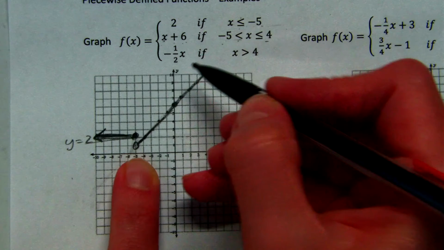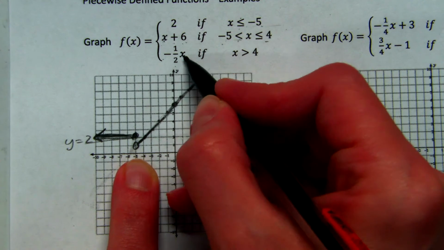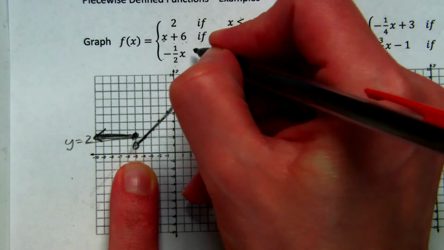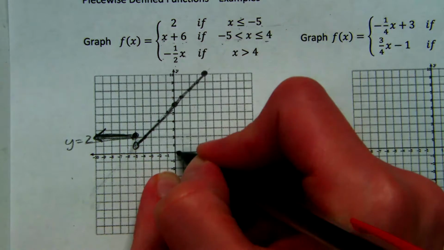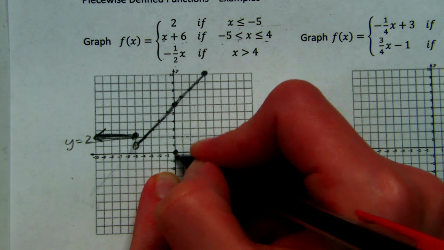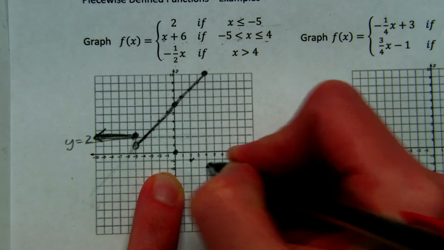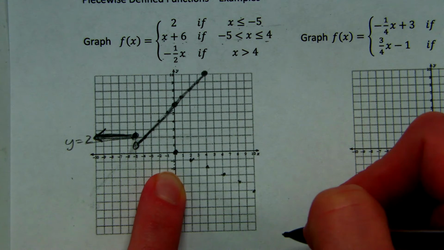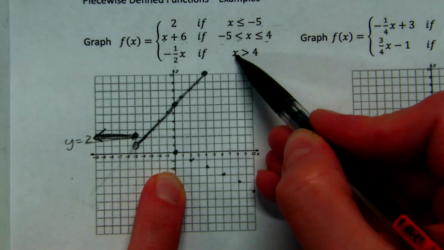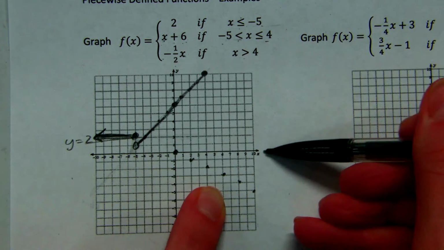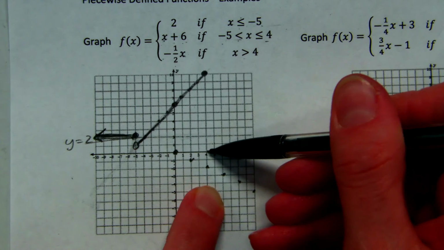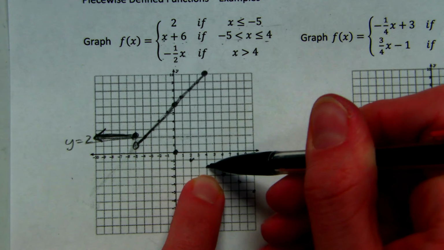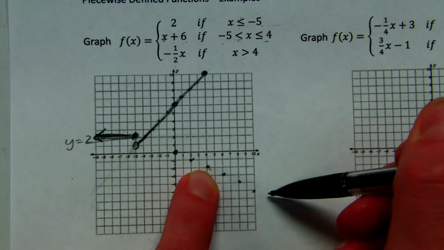And in the third section, we just have negative 1/2 x. So you could think of that as being plus 0. So we just start at 0, 0. Down 1 over 2, down 1 over 2, down 1 over 2. So you can think about, oh, that's going to be my line. They only want the part where x is greater than 4. So if I go to my x-axis where 4 is, go down to where the line is, they only want this part to the right.